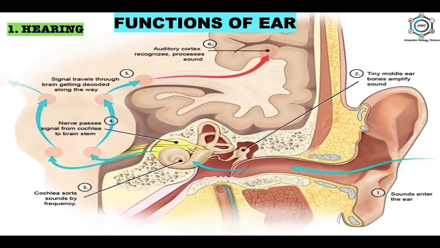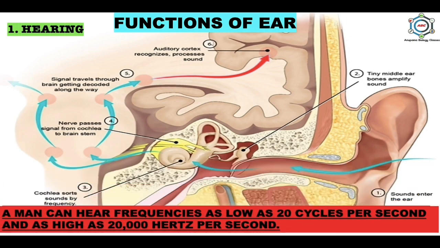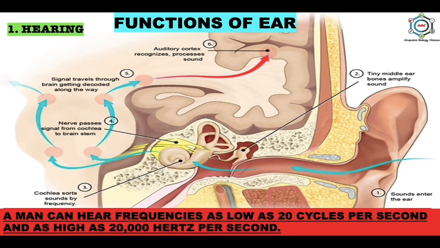The loudness of the sound is perceived by the rate of nerve impulses reaching the brain, and excessive loudness may destroy the sensory cells, so we can't hear. A man can hear frequencies as low as 20 cycles per second and as high as 20,000 hertz.